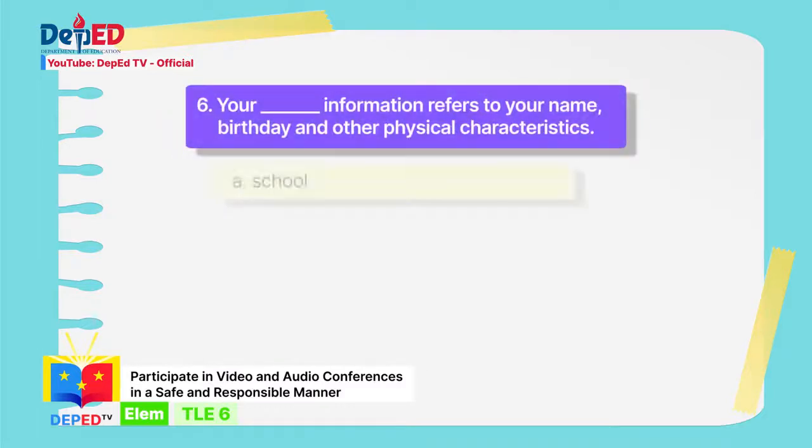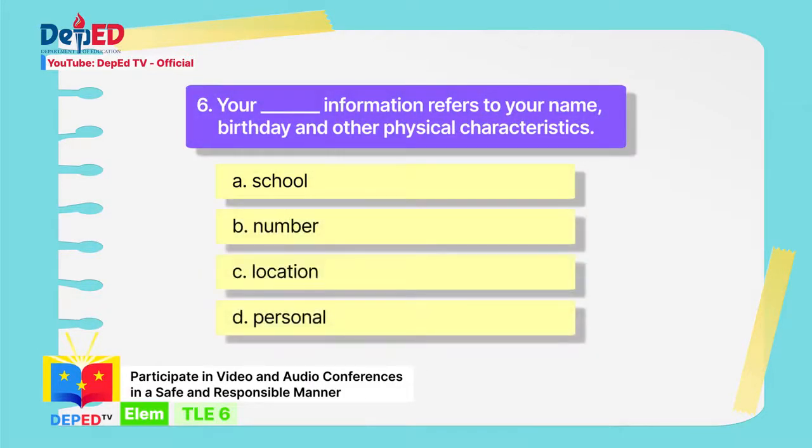Number 6. Your blank information refers to your name, birthday, and other physical characteristics. Letter A, school. Letter B, number. Letter C, location. Letter D, personal. And the correct answer is letter D, personal.